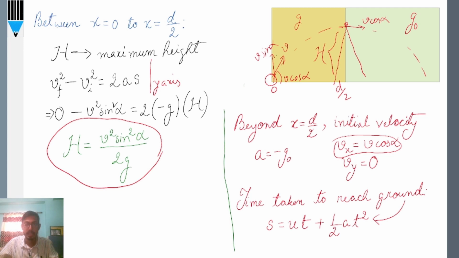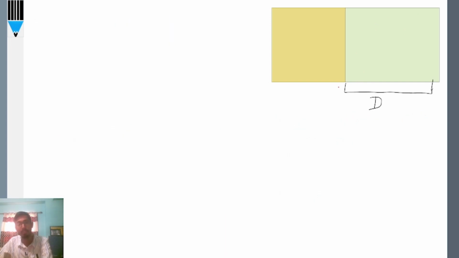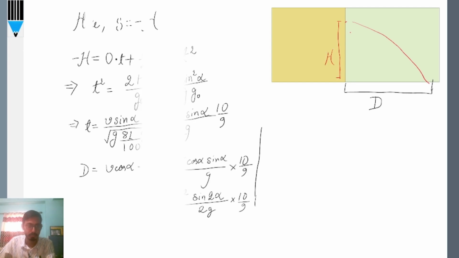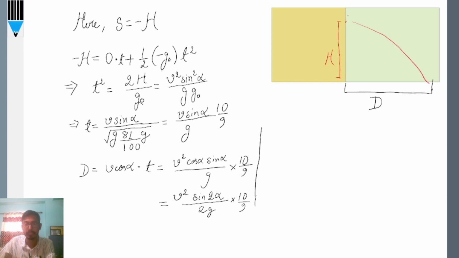Now remember this is only valid when x is beyond d by 2. Taking from d by 2, the range we have called capital D and the vertical height is h. So our displacement will be minus h, because we have taken the point of reference here. If we take the origin on the y axis here, the displacement goes downward, so it is negative minus h. Let's plug in the value of displacement in our equation.